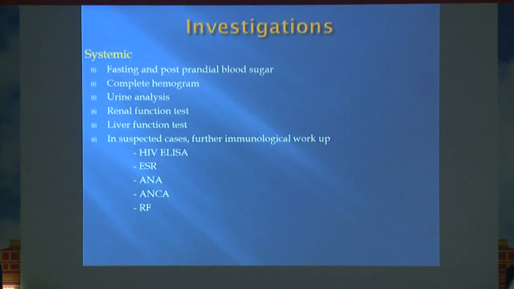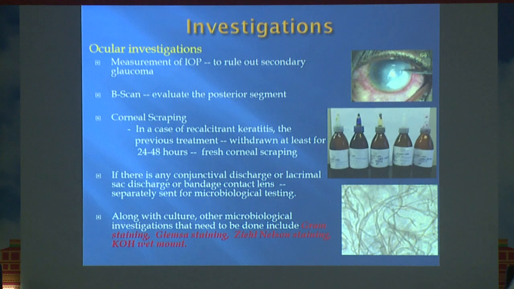So we have to rule out any systemic diseases, especially diabetes mellitus and any other immunocompromised diseases. In ocular investigation, we look for intraocular pressure, and B-scan to evaluate the posterior segment. Corneal scraping should be done in case of recalcitrant keratitis. The previous treatment should be stopped for at least 24 hours and fresh corneal scraping should be done.